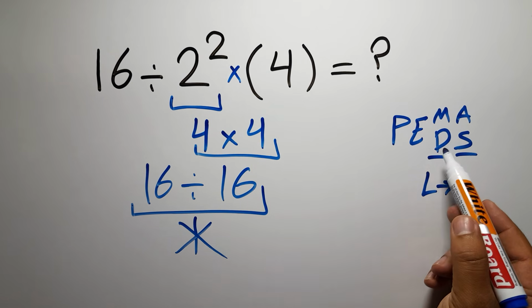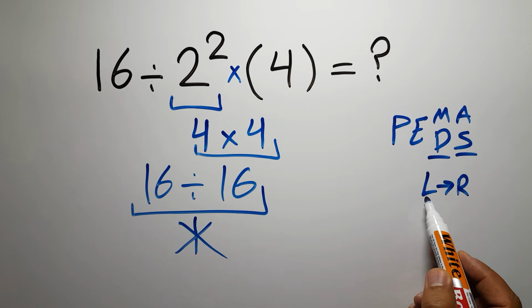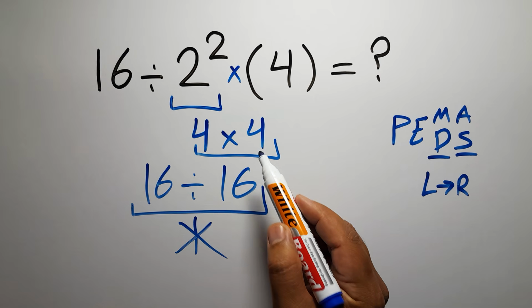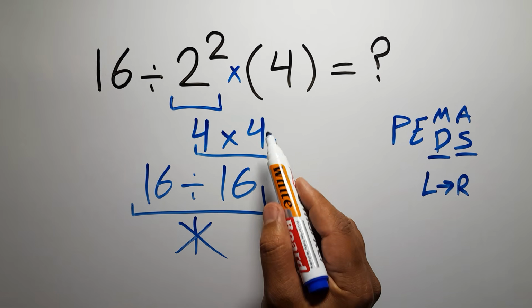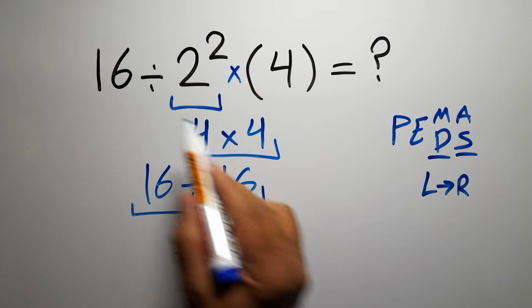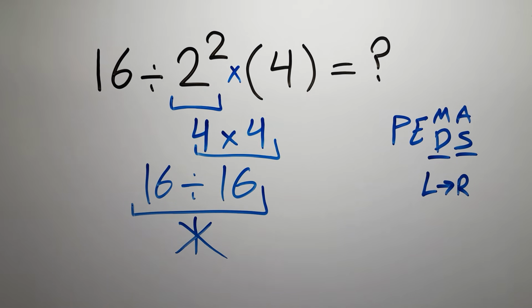As I said, multiplication and division have equal priority and we have to work from left to right. So, first we have to do this exponent, then this division, and finally this multiplication. If you do this multiplication before this division, it is wrong.